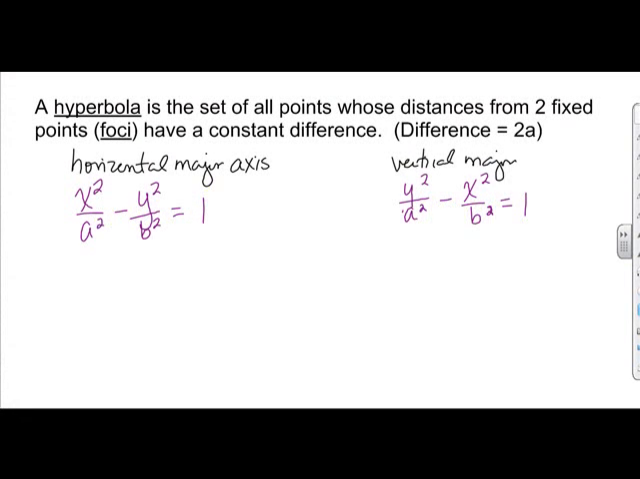By definition, a hyperbola is the set of all points whose distances from two fixed points, or foci, have a constant difference. So it's a very similar idea to the definition of an ellipse. The difference is that we have a difference instead of a sum, and that's always going to have a value of 2a. You've got two options.